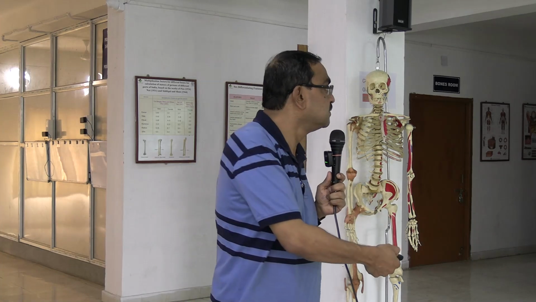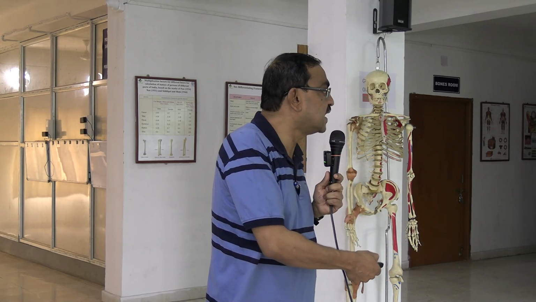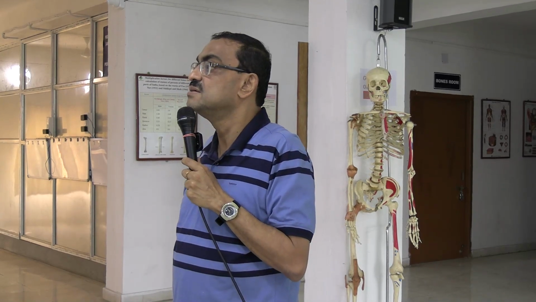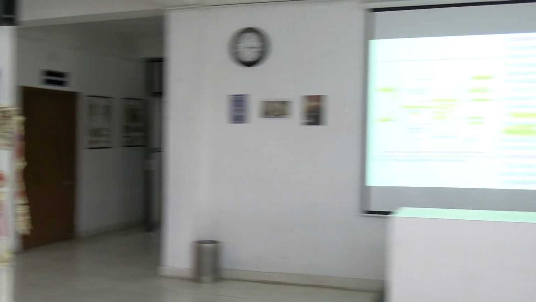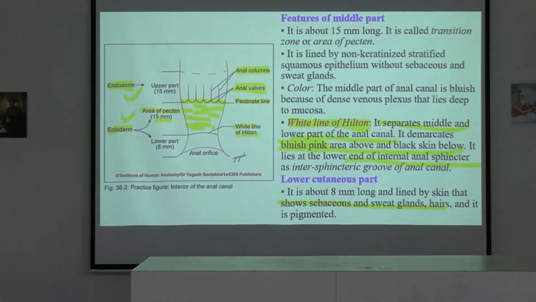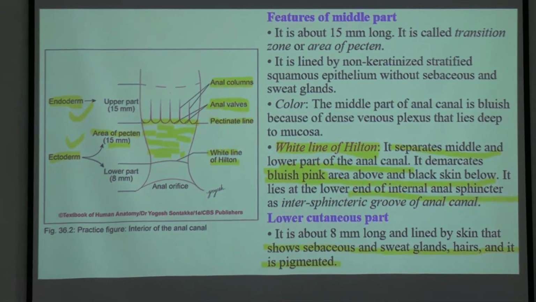Mucous membrane, we can get some venous plexus, and this venous plexus gives a bluish coloration, blue. So it is called area pectin. And below this area we can get the skin, so that is the pigmented area where we can get sebaceous glands, hairs, and here we can get the skin folds, which is called the corrugator ani cutis.